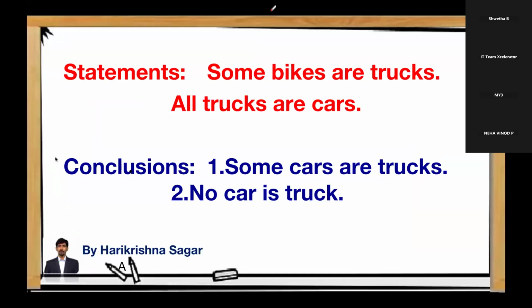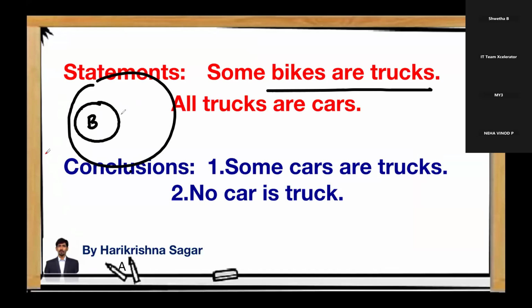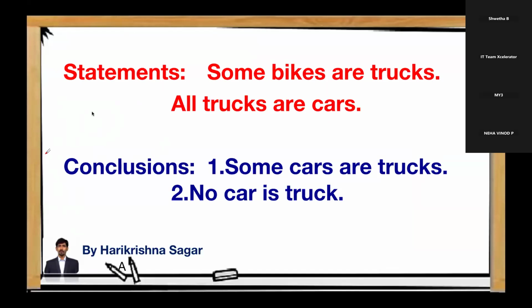What is the answer for this now? Most of them have already given the answer, chess. So I guess it's not required to discuss, but anyways, I'll be discussing. So some bikes are trucks. Let's take these as the bikes. Some of the bikes are trucks, not all bikes are trucks. So I'm taking bikes like this.